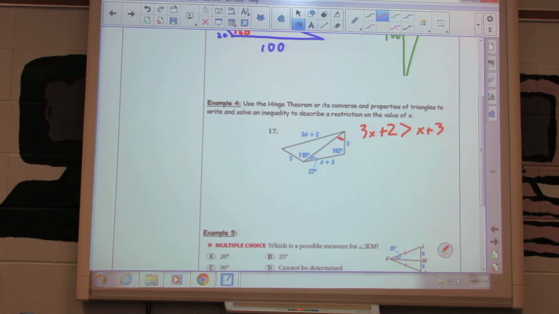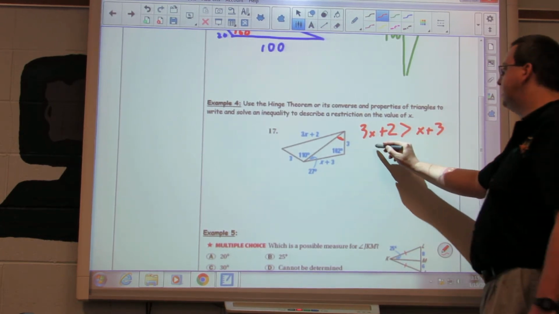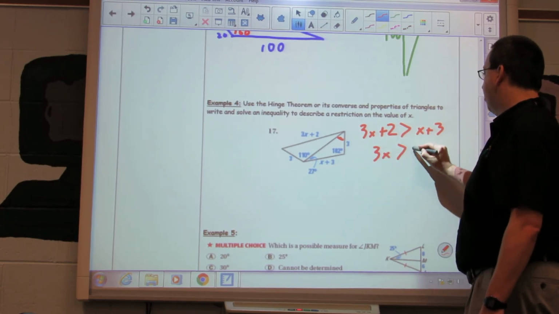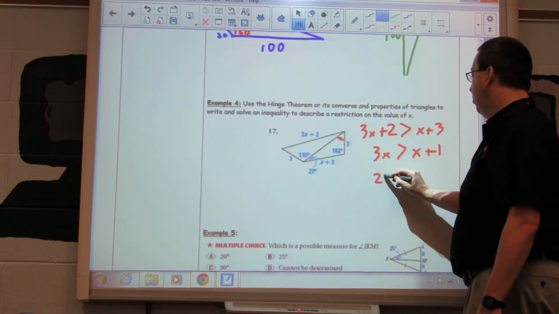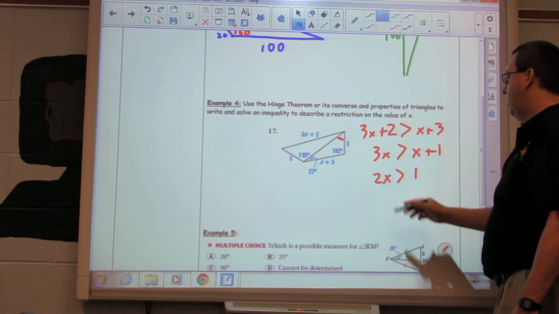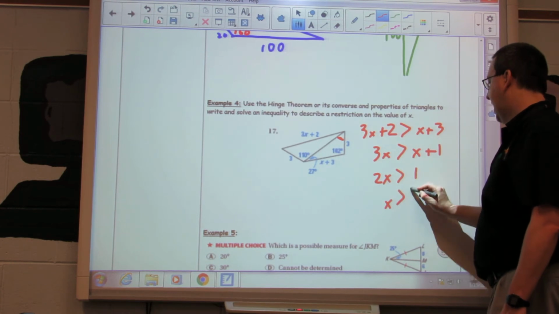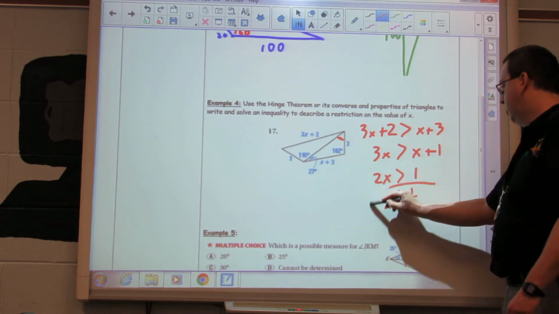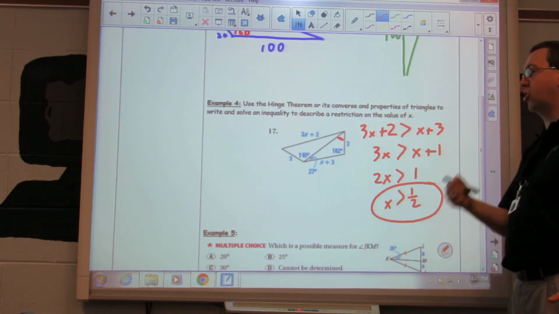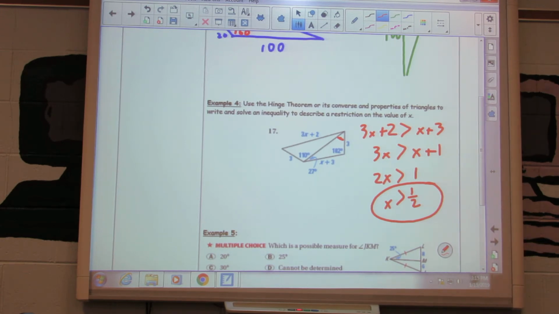So then I solve this. Again, there's no negative sign, so my inequality sign's not going to flip. So I'm just solving it just like an equation. I subtract 2 from both sides. I have 3x is greater than x plus 1. Subtract x. So I have 2x is greater than 1. Divide by 2. x is greater than a half. So this problem works anytime x is bigger than 1/2.